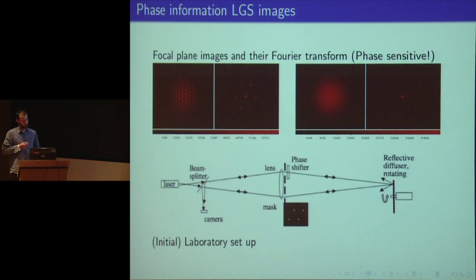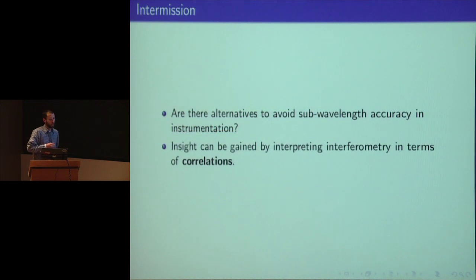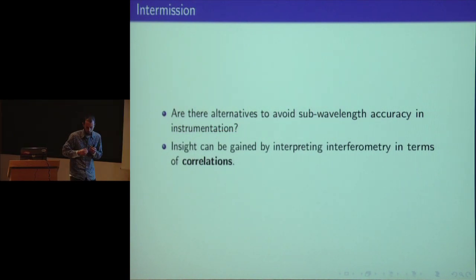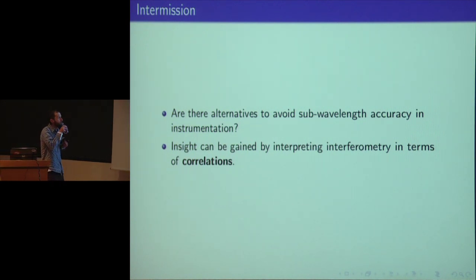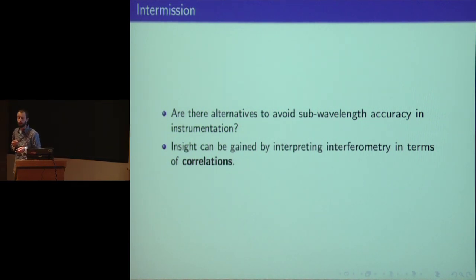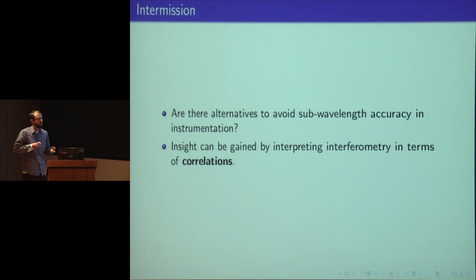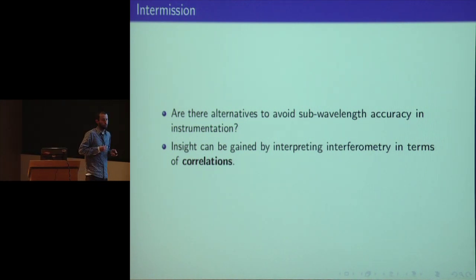Okay? Now this is one way to deal with the atmosphere, but I would like to make a short pause and ask if there are maybe other methods to kind of avoid the sub-wavelength accuracy in the instrumentation. Now we can gain some insight if we understand interferometry in terms of correlations.